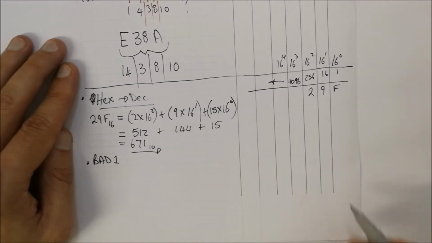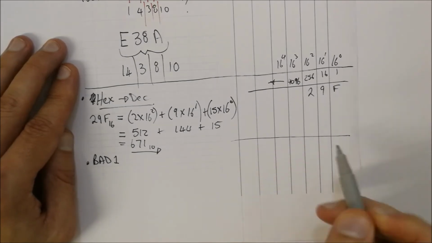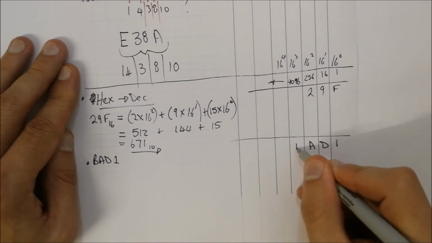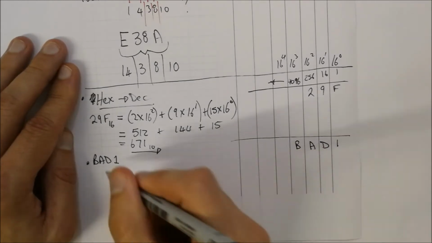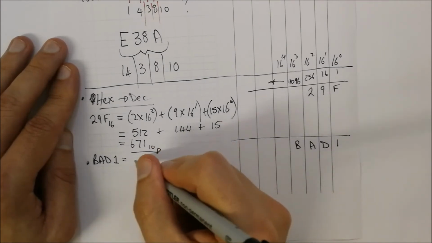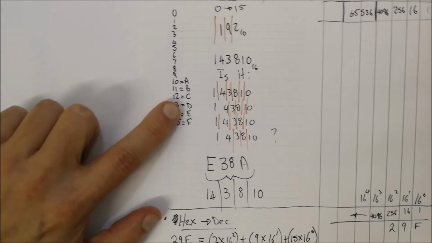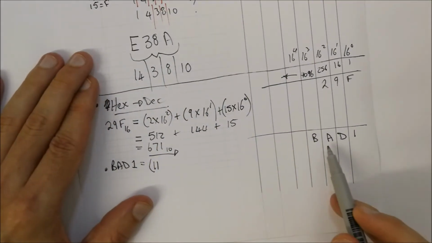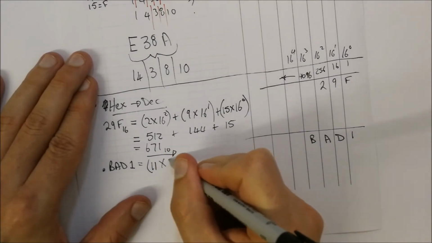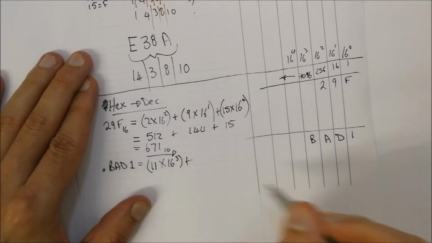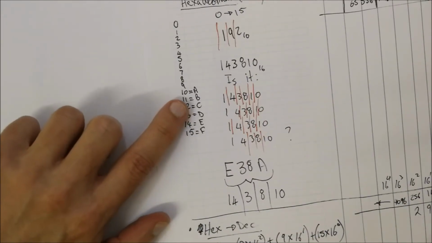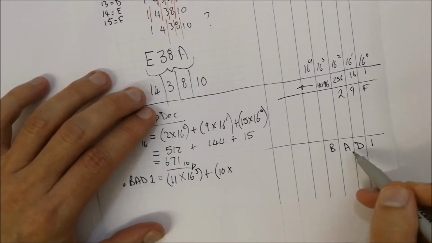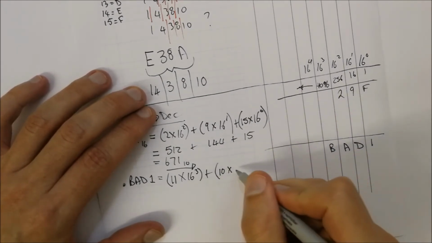Okay, so again what you can do is place it in your table over here. So we've got 1 over there, a D over there, A and a B. That is equal to, okay, what is B? If you look at B over here, B is equal to 11. Multiply that by 16 to the power of 3. Plus, what's A? A is equal to 10. So 10 multiplied by 16 to the power of 2.